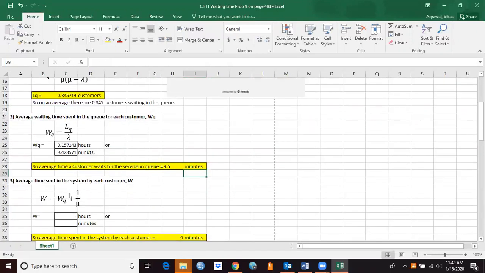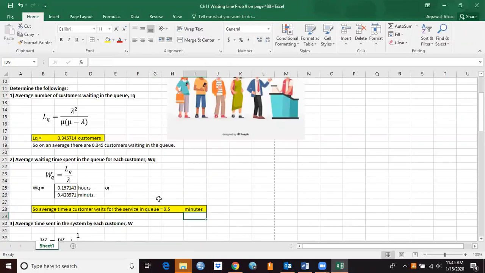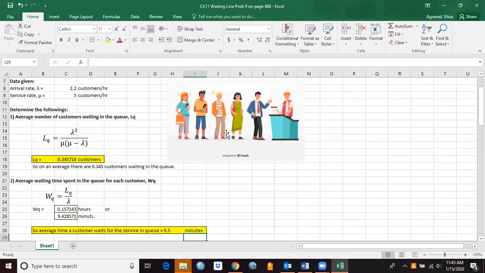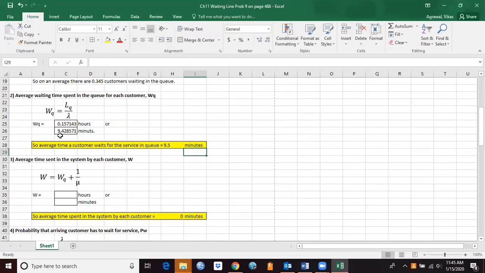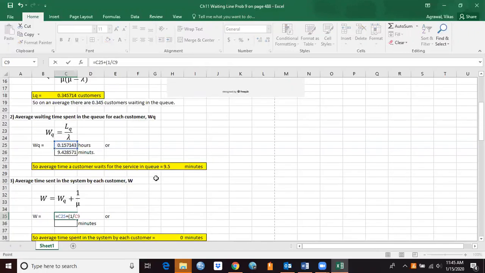Number three is the average time spent in the system by each customer. The average time spent includes the time waiting and the time being served, and that's given by this formula. We know the waiting time, which we can do in hours, plus 1 over mu, which is 5 customers per hour. So it's 0.357 hours that each customer spends in the system, which includes the waiting time and the time being served.